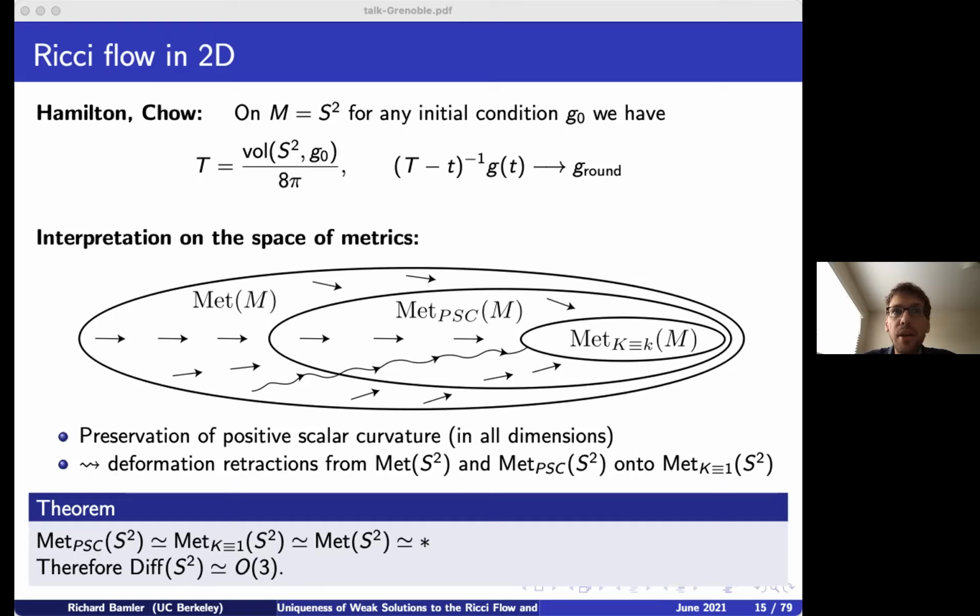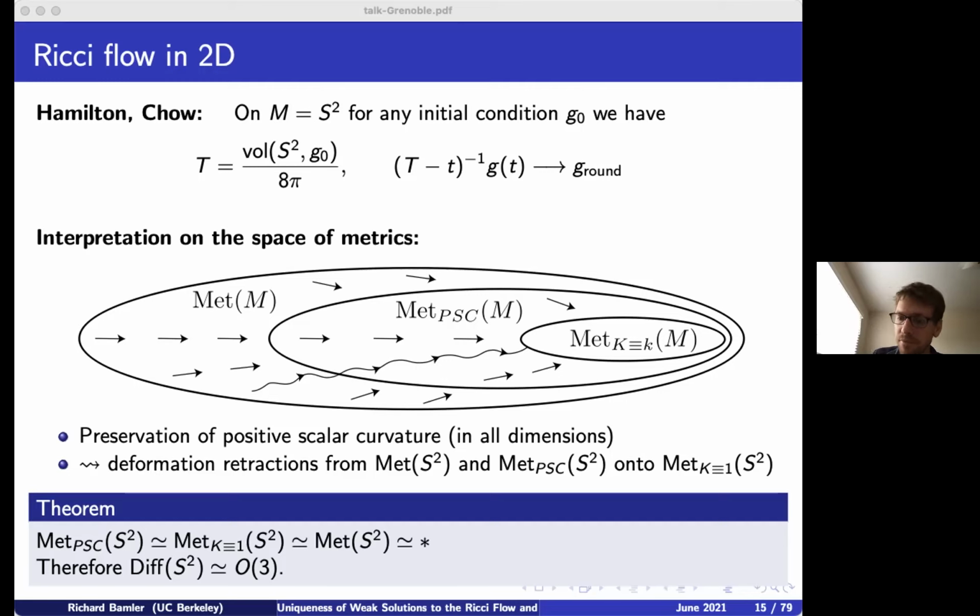So this is somehow the most toy application of Ricci flow. And basically what I want to do in the course of these classes is generalize this idea to dimension 3. Okay, sorry, are there any questions so far?